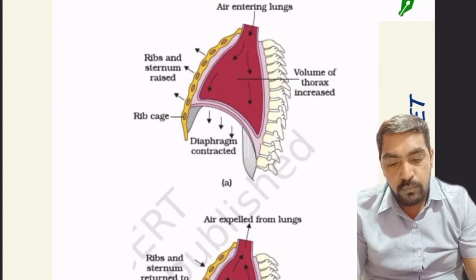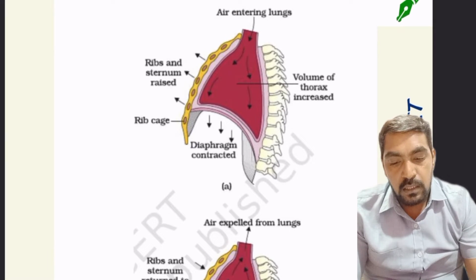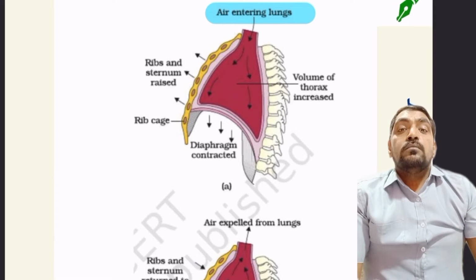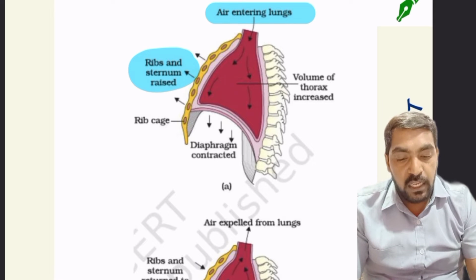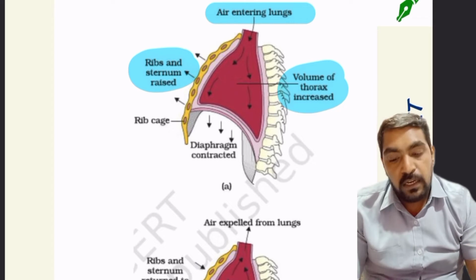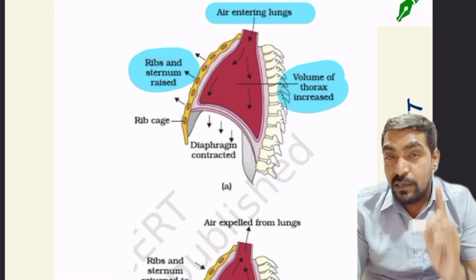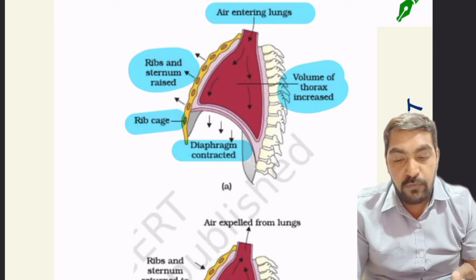Now this is the diagram when inhalation is taking place. So air enters into the lungs. What happens when you breathe in? You can see my chest is rising up. So we can say the ribs and sternum are raised. What happens to the volume? Definitely it increases, but the pressure decreases. The ribs are raised, then the diaphragm contracts.